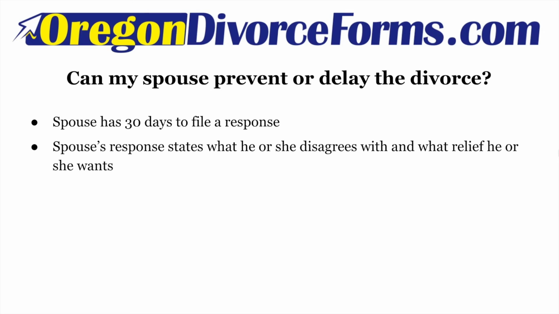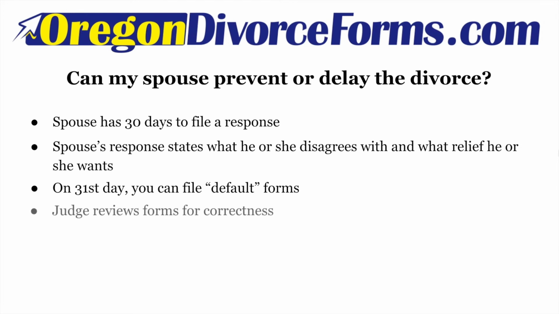Once your spouse files a response with the court, you'll receive notice from the court. If your spouse does not file a response within 30 days, you can file default and judgment forms on the 31st day, which informs the court that the respondent did not file a timely response, that certain other requirements have been met, and request the court to grant the relief sought in your petition. Once the judge reviews the default and judgment forms, he or she will either deny them or, if everything is correct, will approve them by signing the order and dissolving the marriage.